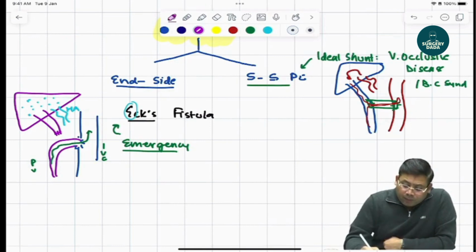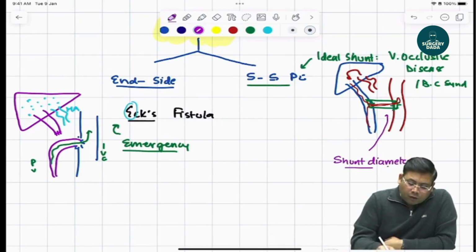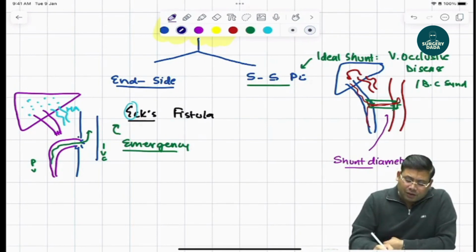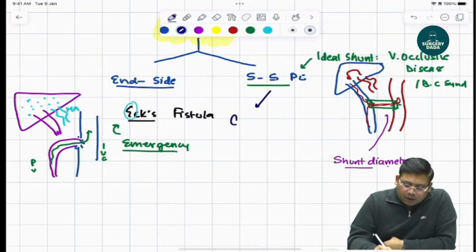Now, based on this shunt diameter, portosystemic shunts, non-selective type, veno-venous shunt, side to side portavenous shunt, are of two types. What are the two types? It may be complete or it may be partial. So what is complete and what is partial? This all depends upon the shunt diameter used.